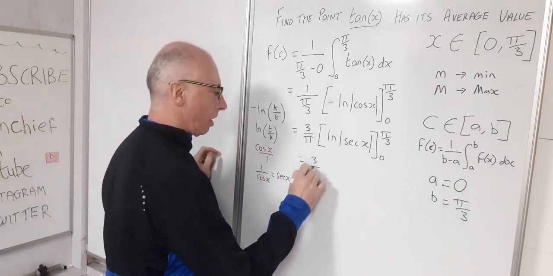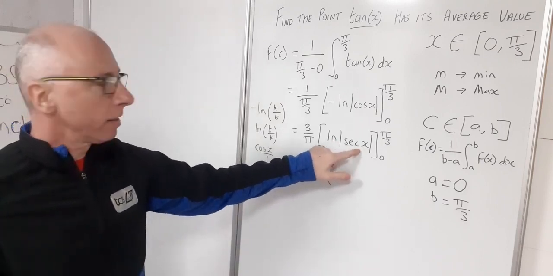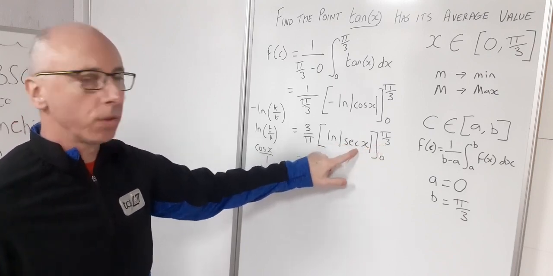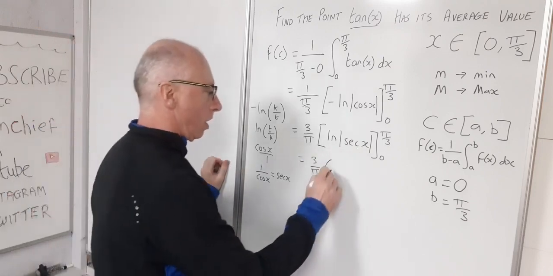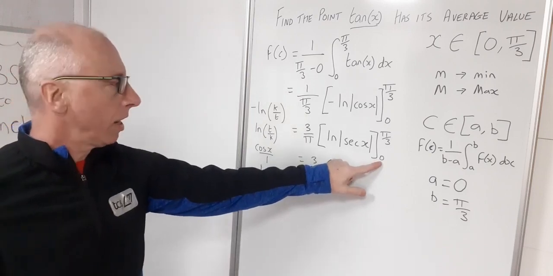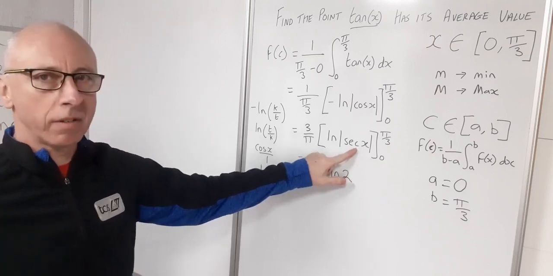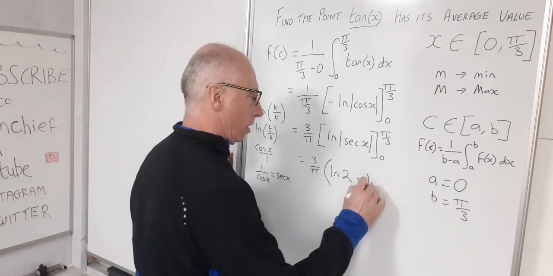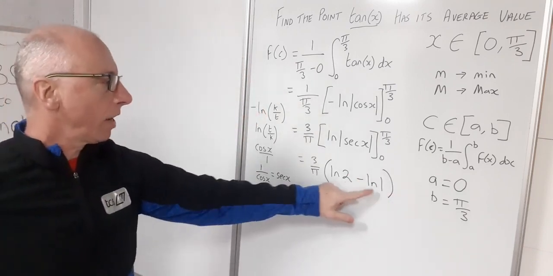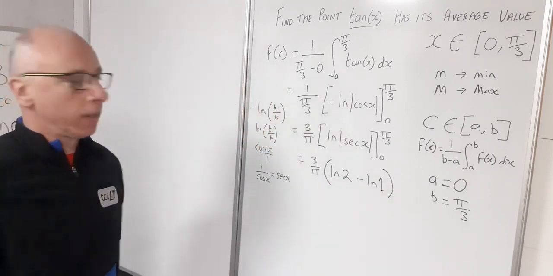So now we've got 3 over pi multiplied by the log of secant x. So cosine of pi over 3 is a half. Therefore secant of pi over 3 is going to be 2. So now I've got log of 2. And then at 0, cosine of 0 is 1, so therefore secant at 0 is also going to be 1. So that takes care of those values. No need for the absolute value here, because I know that this is a 1. These values here are all positive.